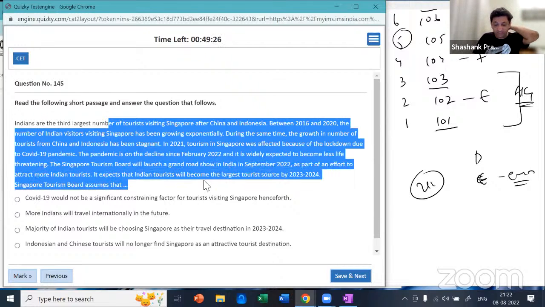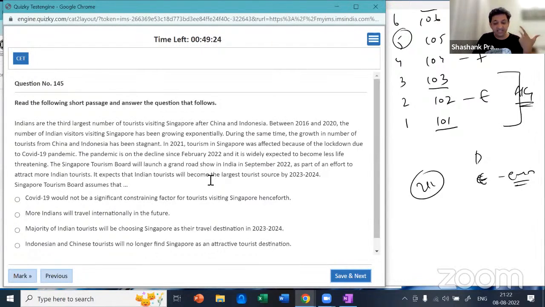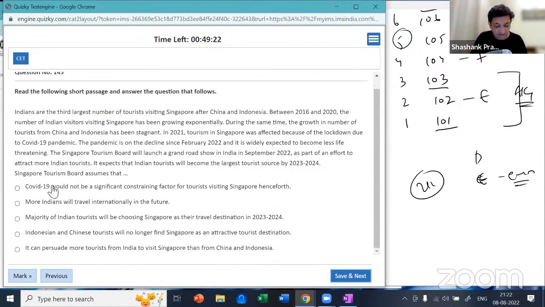Attract more Indian tourists. Will become the largest tourists, which means that China and Indonesia will not increase at all. Will not be significant. No. More Indians will travel internationally. Yes, but China and Indonesia, they are not select. Not really. Indonesian and Chinese tourists will no longer find Singapore as an attractive tourist destination. I think this one. It can persuade more tourists from India to visit. More tourists from India, because India will become the largest, because the others will not grow as fast maybe.